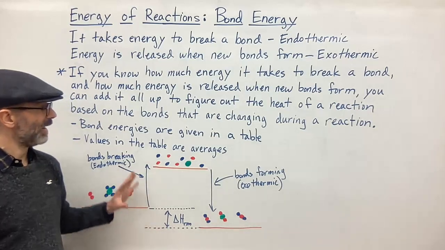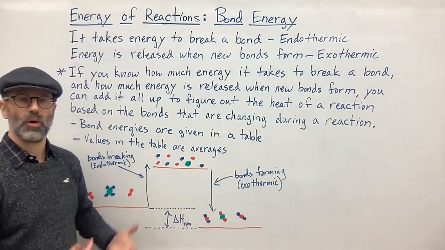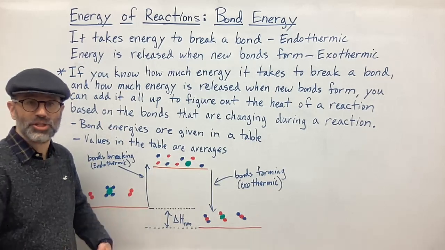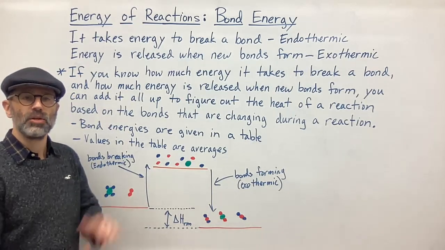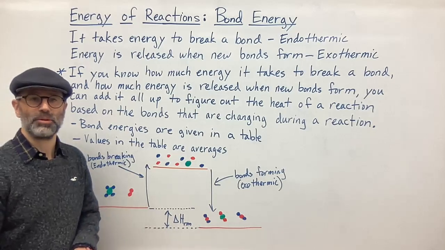Okay, so that is kind of a picture of what's going on when you use the bond energy method of calculating delta H of a reaction. So let's go over an example.